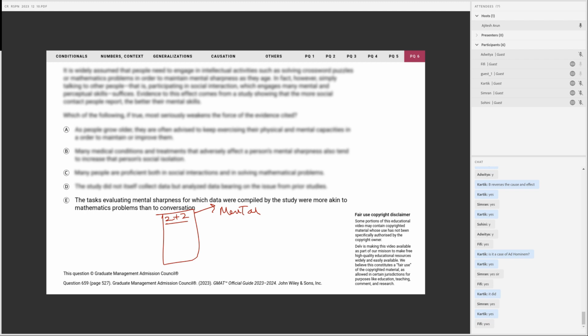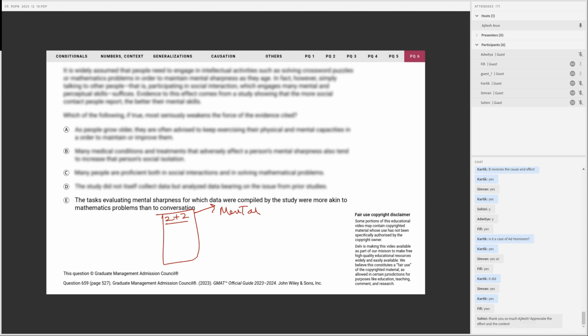Okay. Now, that was a pretty long session, but these topics were very important. Strengthen and weaken, as I said earlier, are the most common questions that you'll get on your GMAT critical reasoning. So, once again, thank you all for staying till this time, and thank you so much for attending this session.